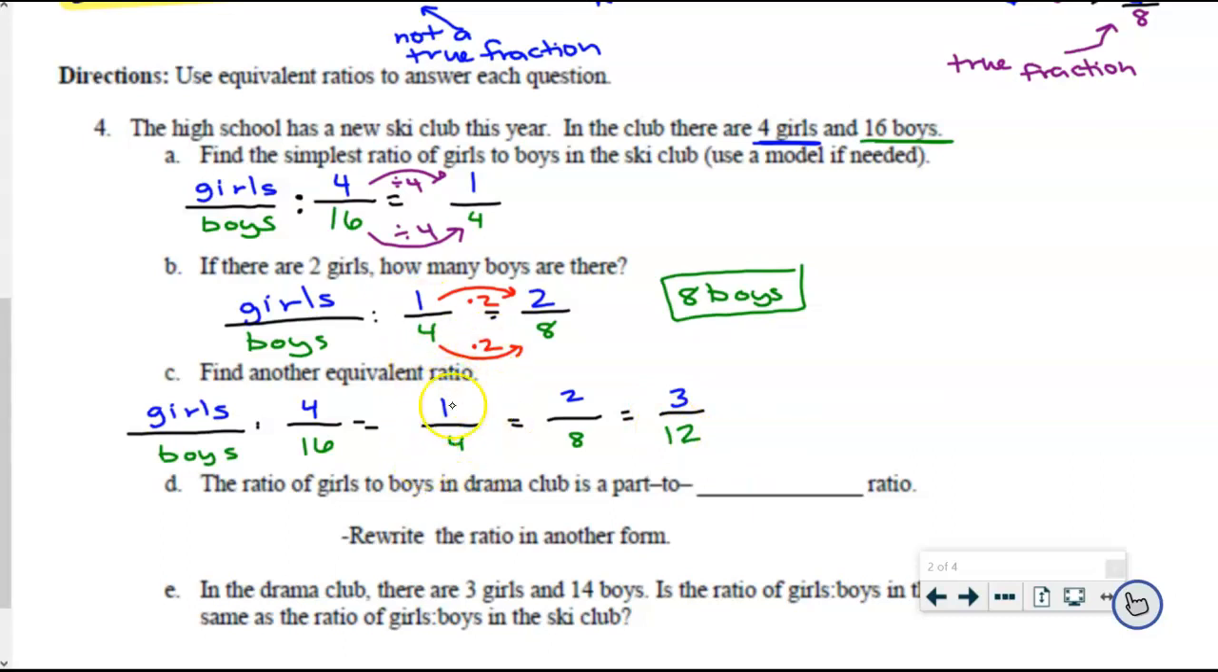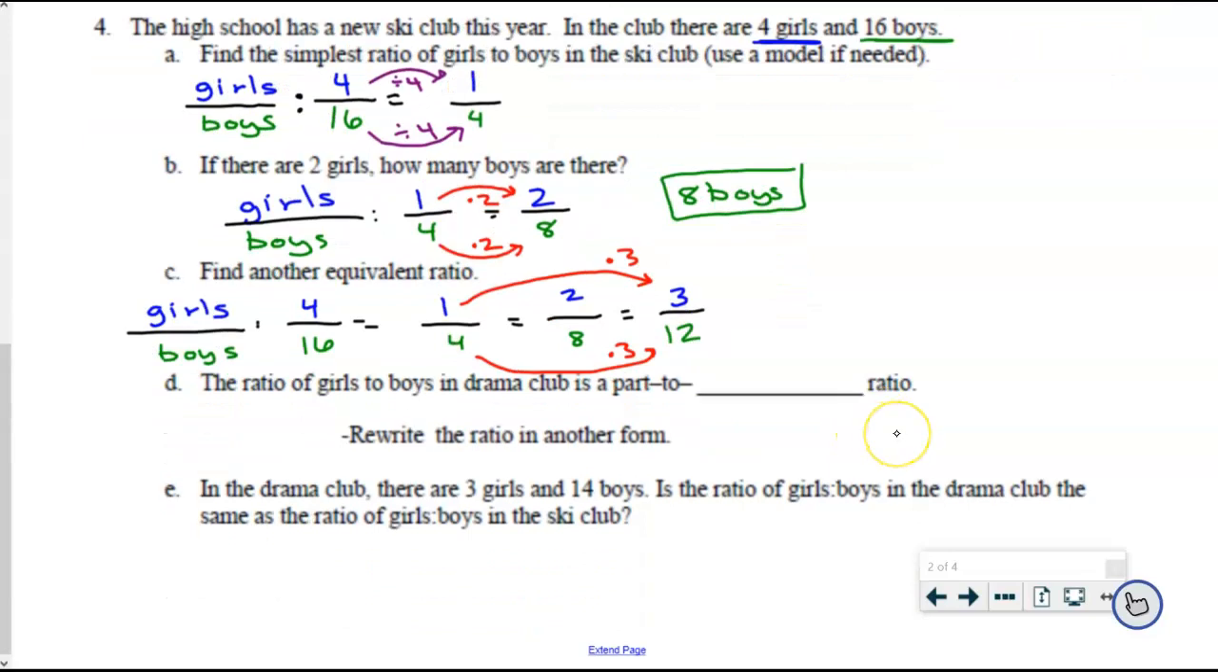Great. So starting at the simplified one, instead of any other place, we're going to start at the simplified. How does that one change? He decided, let's multiply it by 3. 1 times 3 is 3, just like 4 times 3 is 12. Now, we could go on forever, right? There's infinite possibilities on these equivalent ratios, so let's just stop at 1. And now it's time to answer this question.